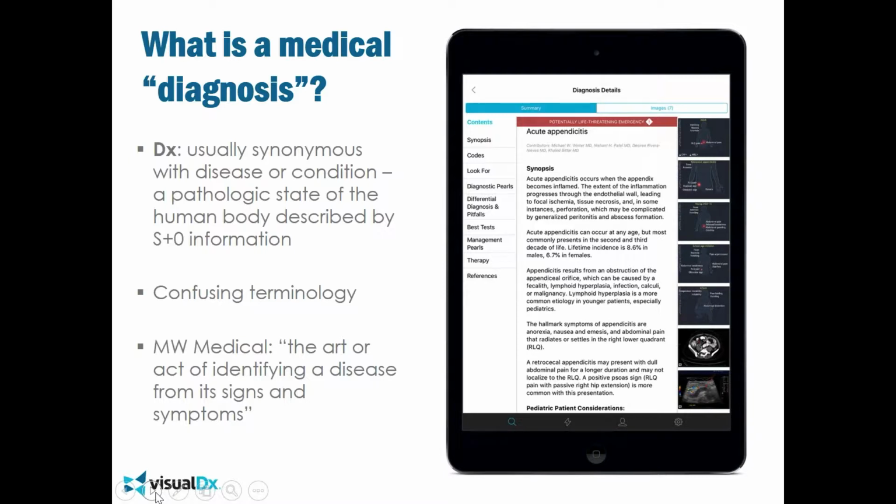Before continuing on, I'd like to review some basic terminology with you. What is a medical diagnosis? It's actually a somewhat confusing term because it is usually used as a synonym of a disease or condition, as in the diagnosis of asthma is represented by wheezing and shortness of breath. But actually, the dictionary definition of diagnosis from Merriam-Webster is the art or act of identifying a disease from its signs and symptoms. For example, she is an expert in the diagnosis and treatment of eye diseases.